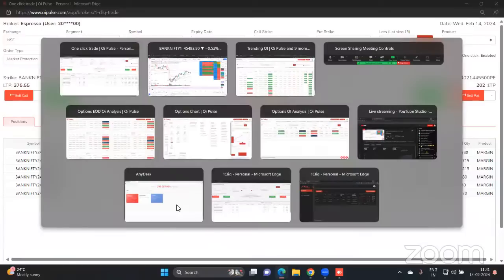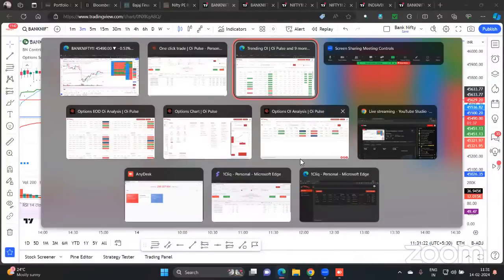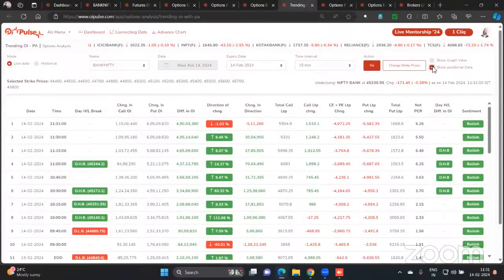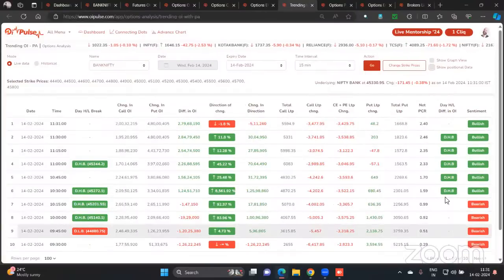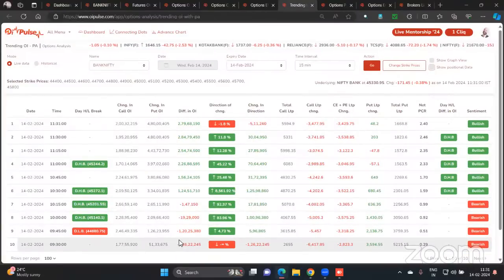Okay, so now moving back, let them play around that. I'll come back to this, the PA data. I'm keeping it on the 15-minute time interval. If you look at intraday, it is bearish. Let me also give you one more clue on how to look at this data.